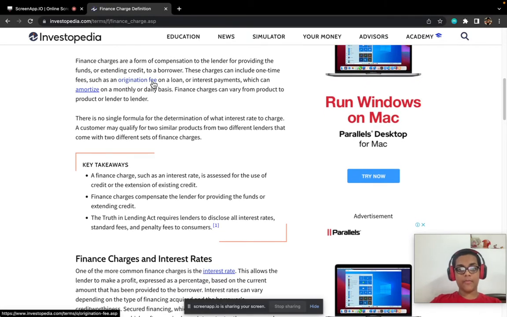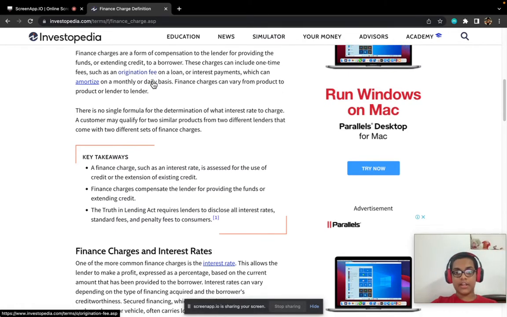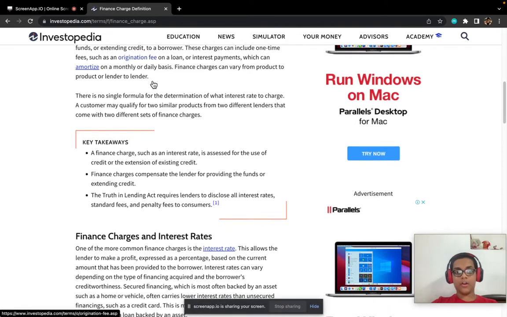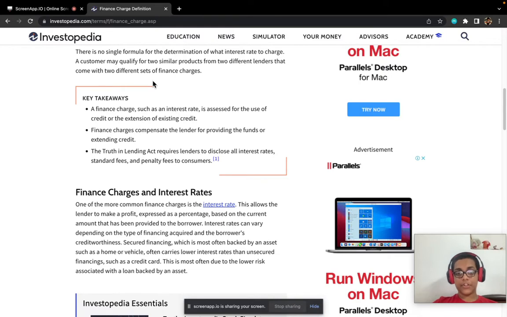Finance charges are a form of compensation to the lender for providing the funds or extending credit to a borrower. These charges can include one time fees such as an origination fee on a loan or interest payments, which can amortize on a monthly or daily basis. Finance charges can vary from product to product or lender to lender. There is no single formula for the determination of what interest rate to charge. A customer may qualify for two similar products from two different lenders that come with two different sets of finance charges.